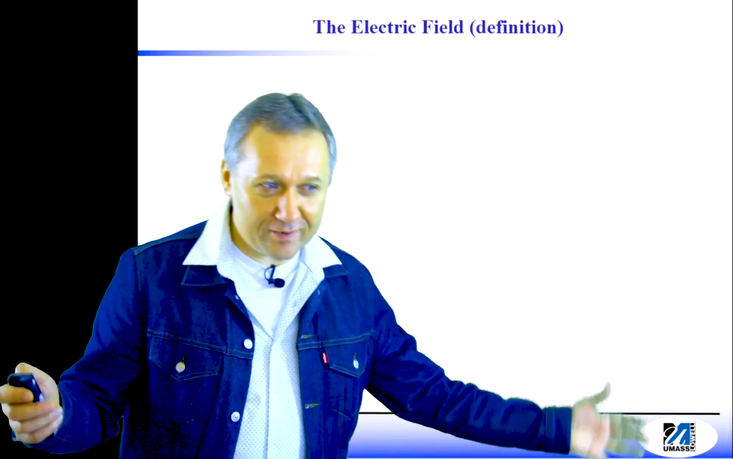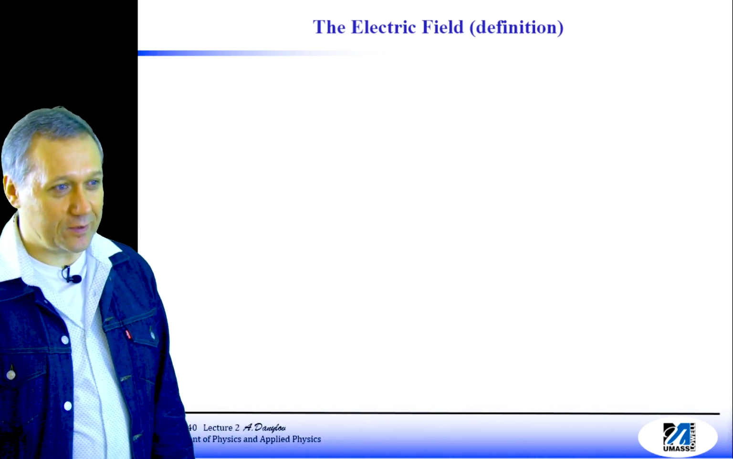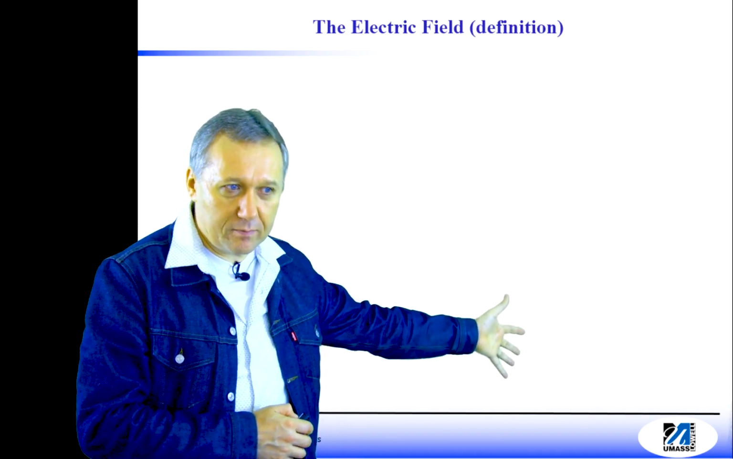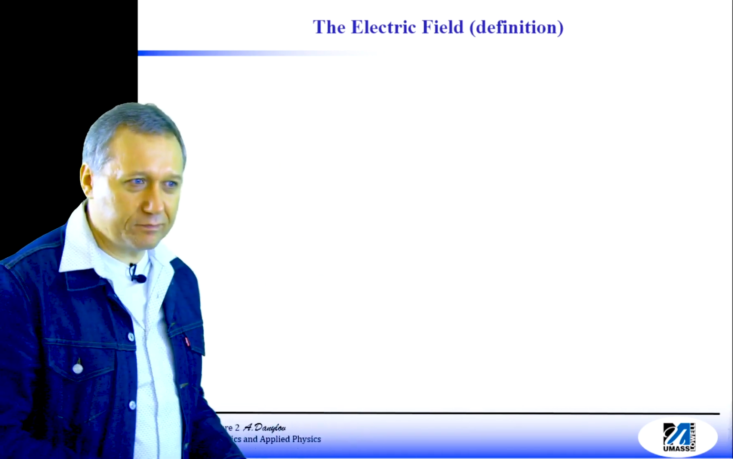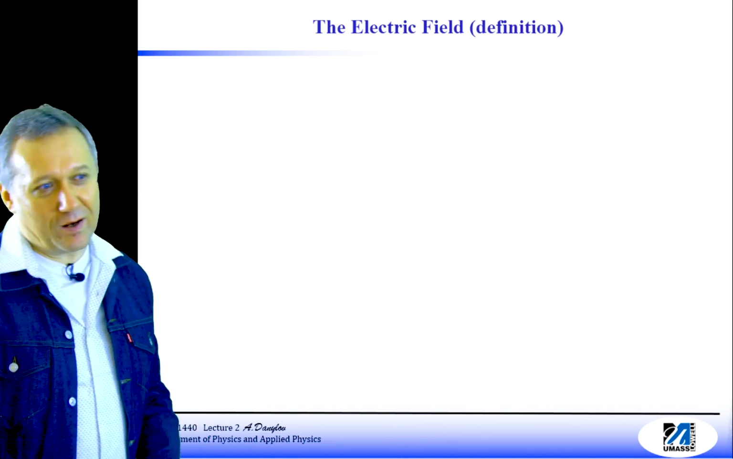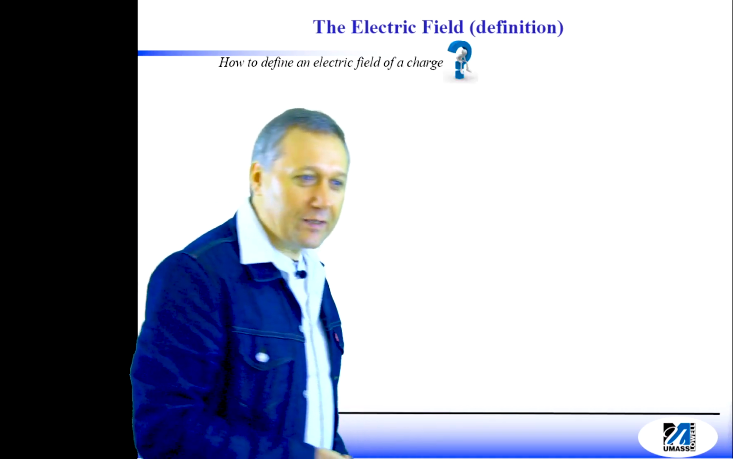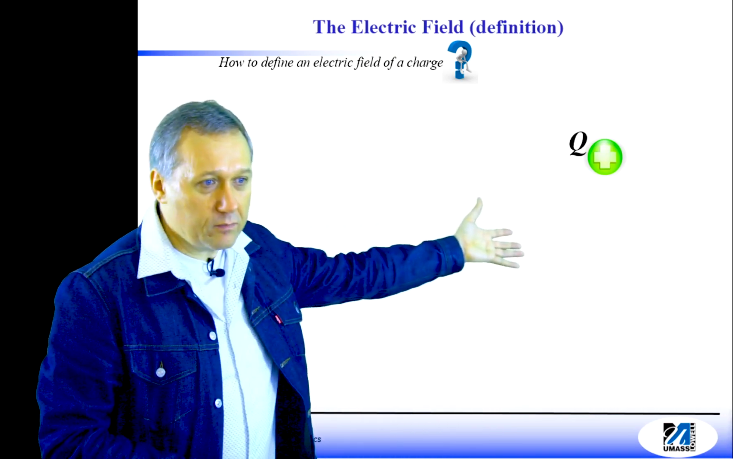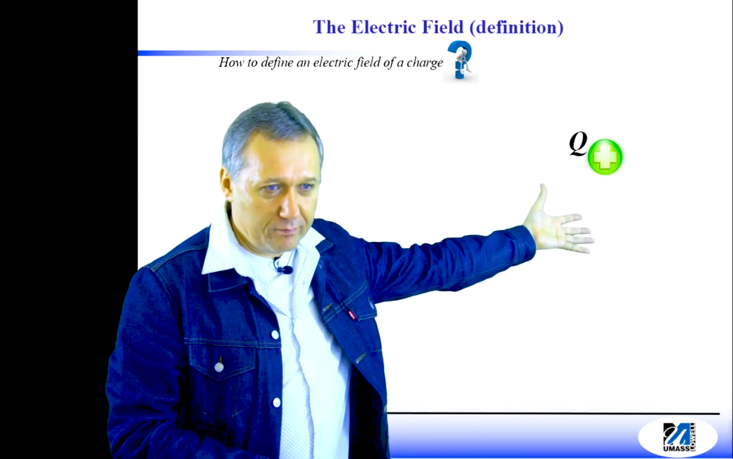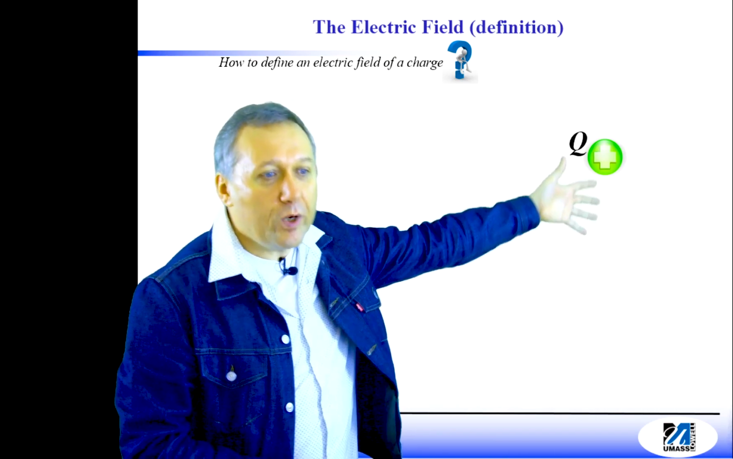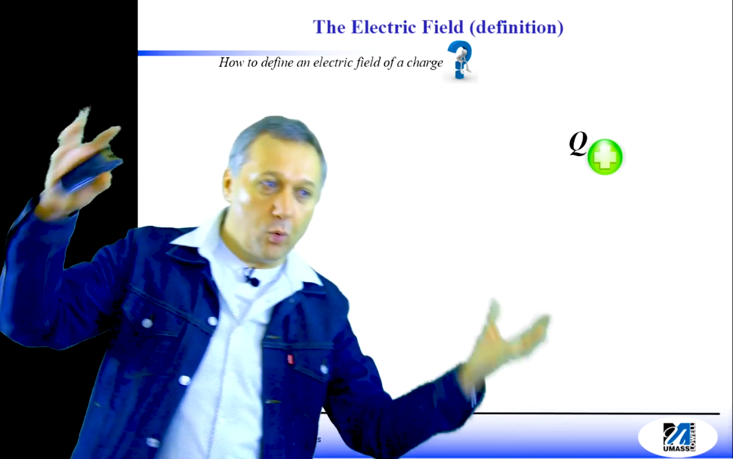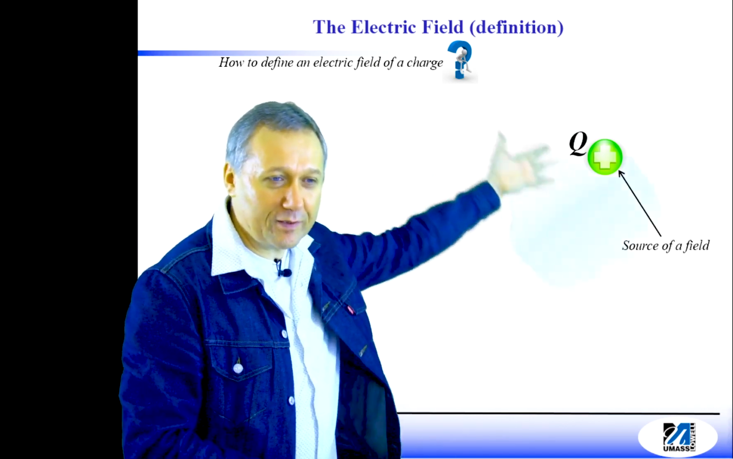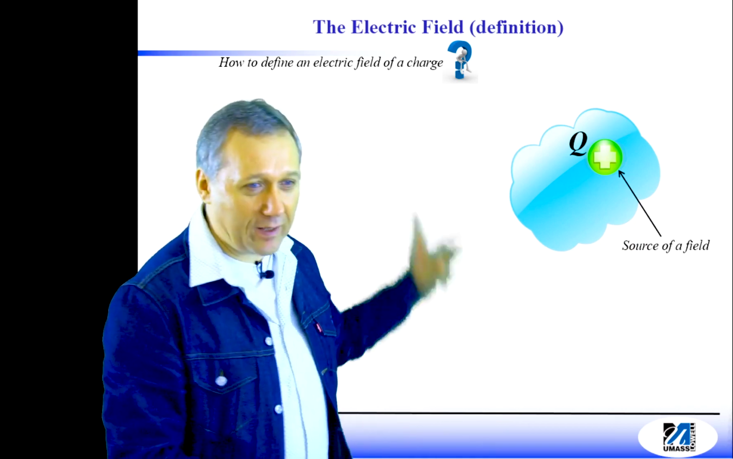So let's try to come up with the definition of the electric field, and of course we need to introduce some arbitrary system, and then using that system we will try to actually define the electric field. Let's assume that we have the simplest situation, a point charge, capital Q, which creates this electric aura, the electric field. This is the source of the field, and then the aura, or the field, this cloud.